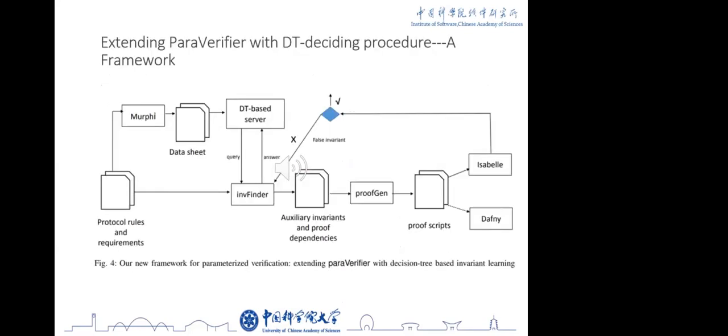How to use the DT deciding procedure? We extend the Parade verifier framework with this new invariant learning approach based on decision trees, see figure 4. Essentially, we use MRFI to get the reachable state set of a protocol instance, and transform the state set into a datasheet. With the algorithm DT decide, we explore the datasheet and construct decision trees as necessary. The trees act as an oracle to check invariant candidates received from InFinder.